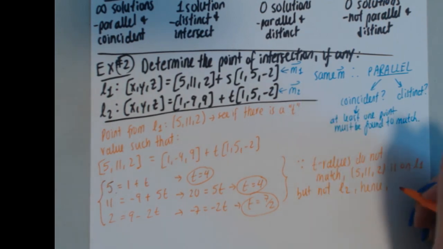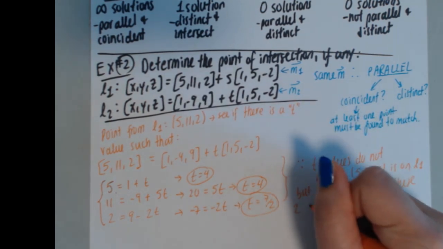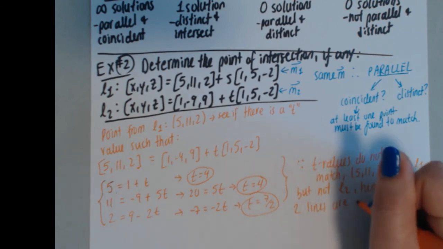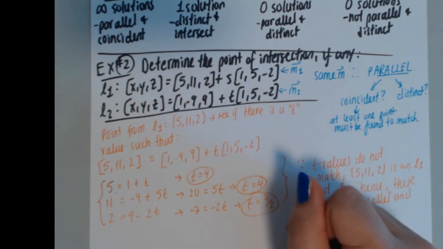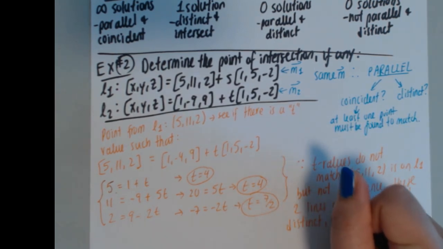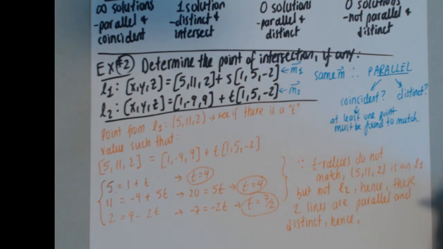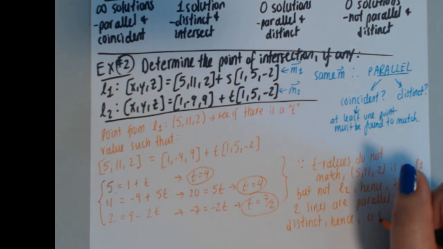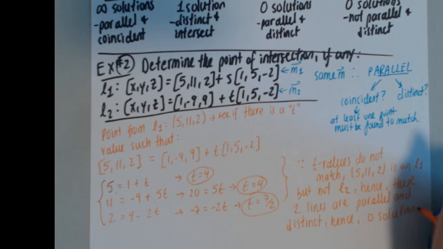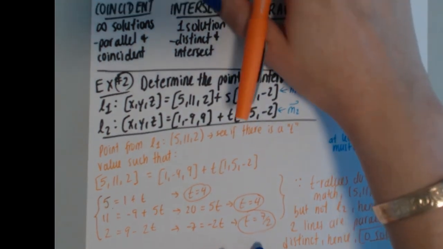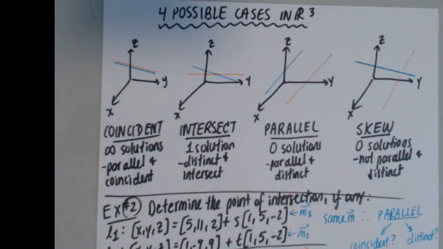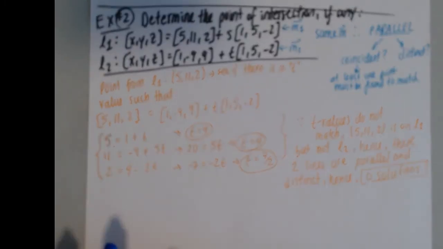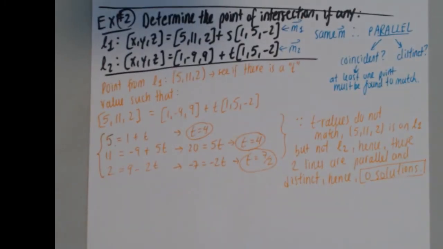Hence, these two lines are parallel and distinct. Hence, and yeah, I know I've used hence twice in the same sentence, hence 0 solutions. So in this particular case, I have this scenario, right? They're parallel and they're distinct. No solutions. So hopefully that is okay.